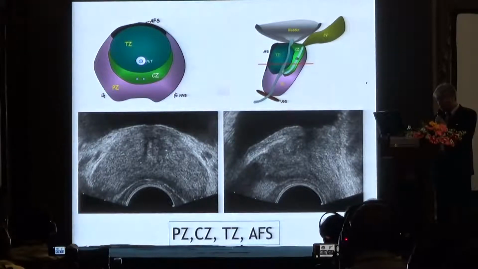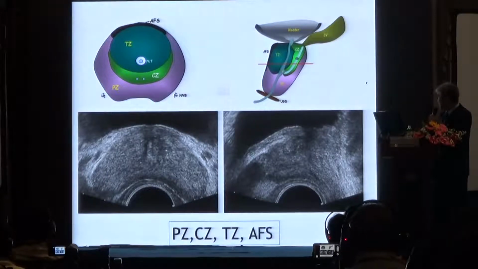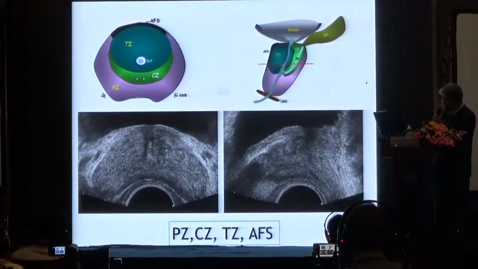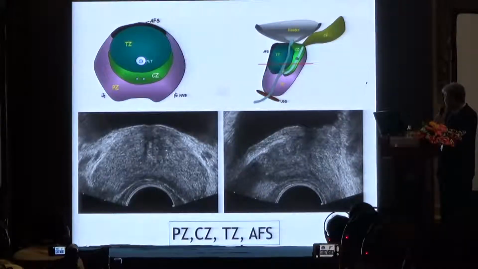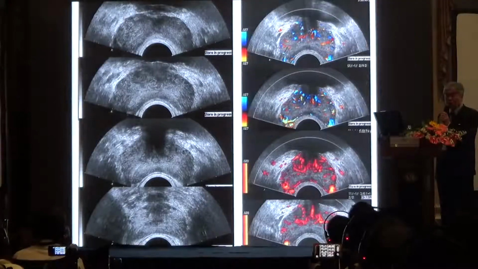We well know that with transrectal ultrasound, we need to have a conception of zonal architecture. This is axial, this is sagittal: the peripheral zone, central zone, transition zone, and anterior fibromuscular stroma. Most prostate cancer develops in the peripheral zone, and some in the transition zone. In contrast, most BPH occurs in the transition zone.